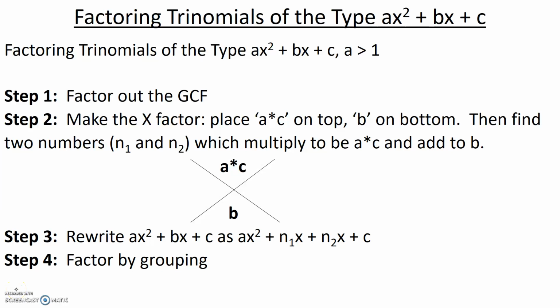In this video, we will learn to factor trinomials of the type ax squared plus bx plus c, where a is greater than 1. Here are the steps. Step 1, factor out the GCF, the greatest common factor.